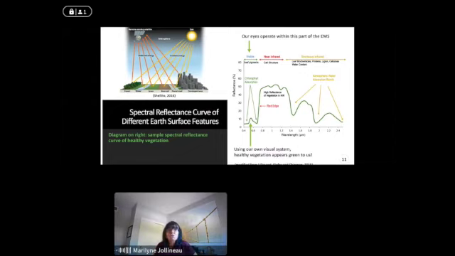Similarly, we can also look at species differentiation, look at invasive species versus non-invasive species. We can think about disease within a plant and know, as an early warning system, that a plant is suffering from a particular disease. And then we can better manage that.